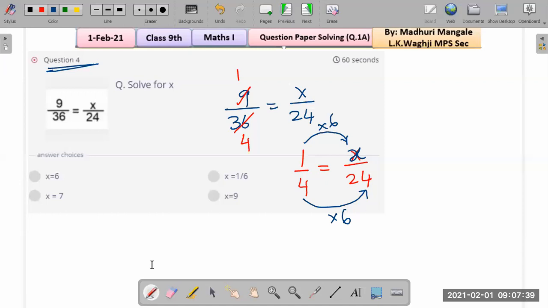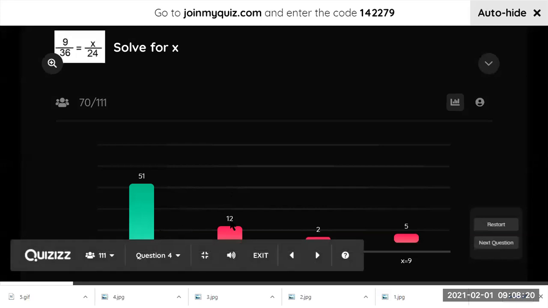Quickly, what is the value of x? 4 times 6 is 24, and we have to repeat the same pattern on top. 1 times 6 will give you the value of x. Another 5 seconds, all right. 2 more seconds. Quickly submit your answers. And let's see how many of you have got it right. There you can see on the dashboard, 51 of you again have got it right.